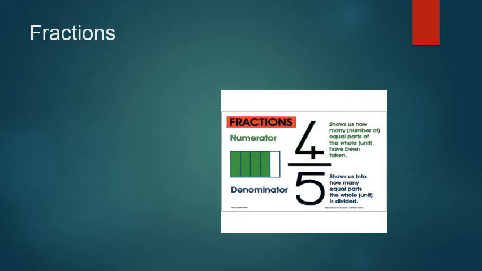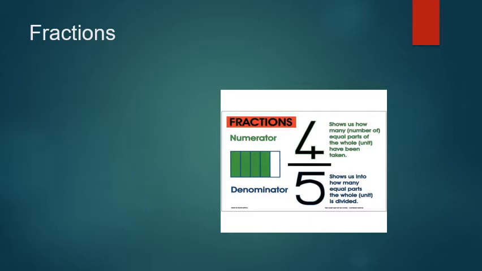So the total number of parts is 5, which we put over here, and the number of parts that are shaded or have been taken is written over here, that is 4. So 4 by 5, with a slash, a number up and a number down. This is the way a fraction is written. The number in the upper portion of the fraction is known as the numerator, whereas the number in the lower portion is known as the denominator.